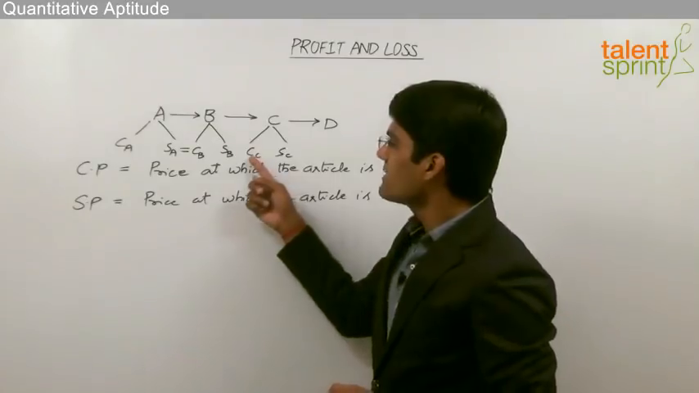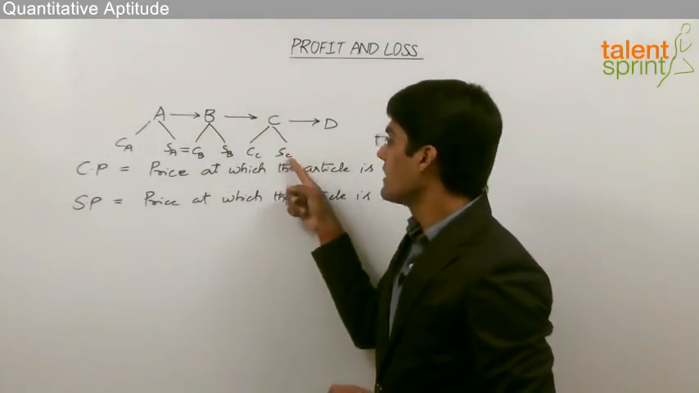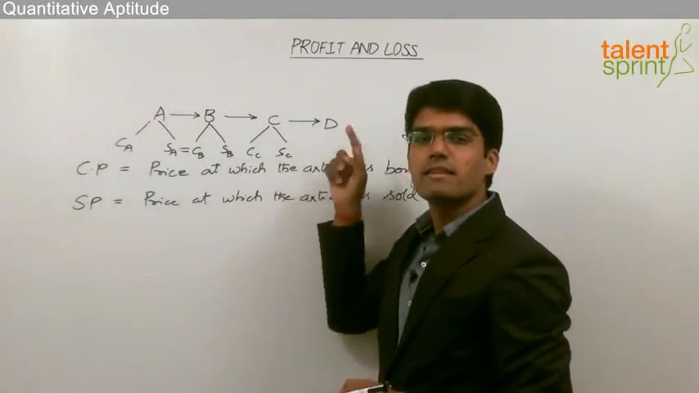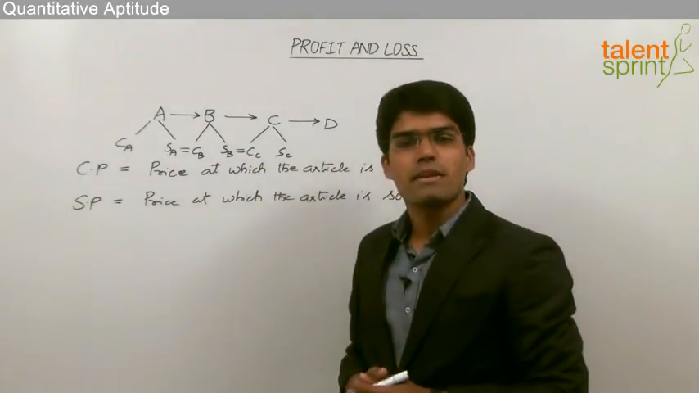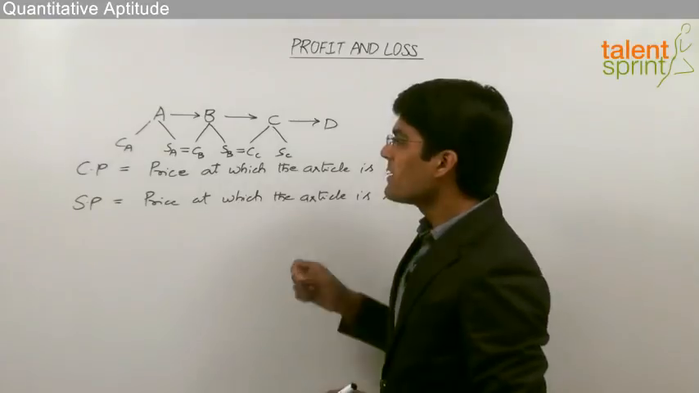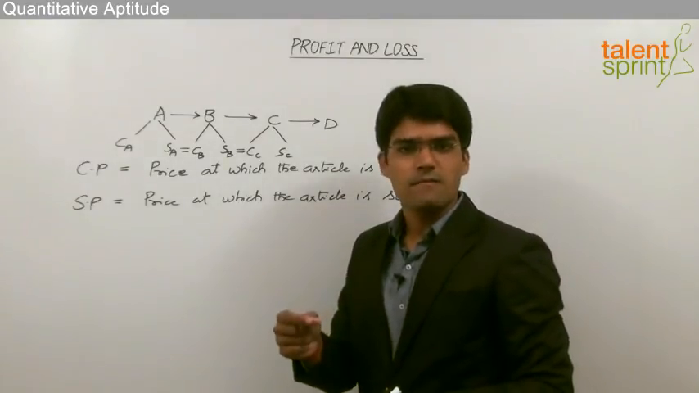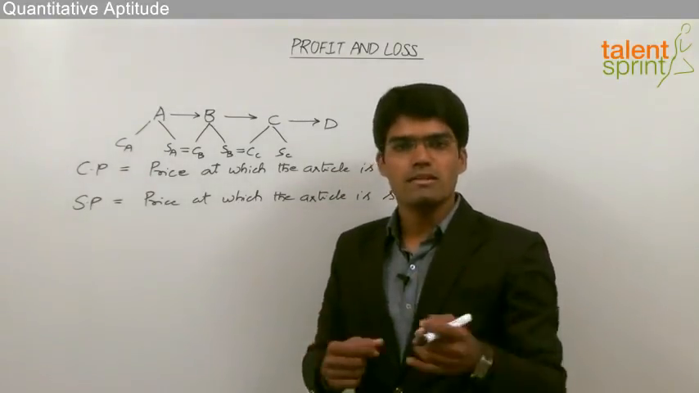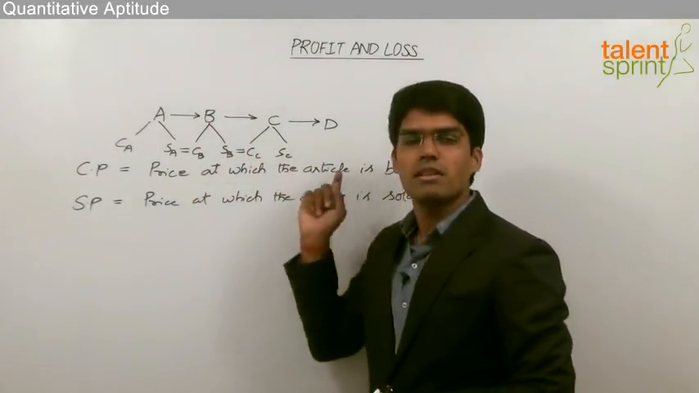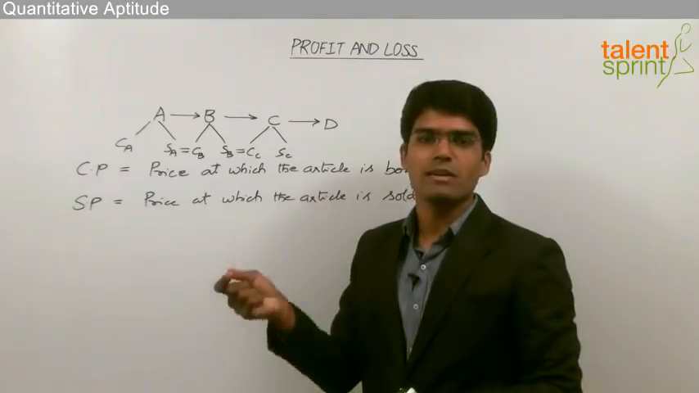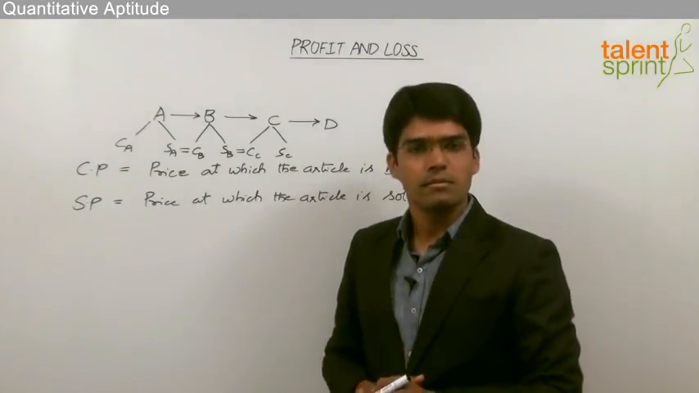Now if you observe here, this is the price at which C bought the article and this is the price at which C will sell the article to D. So again, selling price of B will be equal to cost price of C. So the point to be observed here is that the selling price of one person will always be equal to the cost price of the next person. In all these cases, when an article moves from one person to another, the selling price of one person becomes the cost price of the other person.